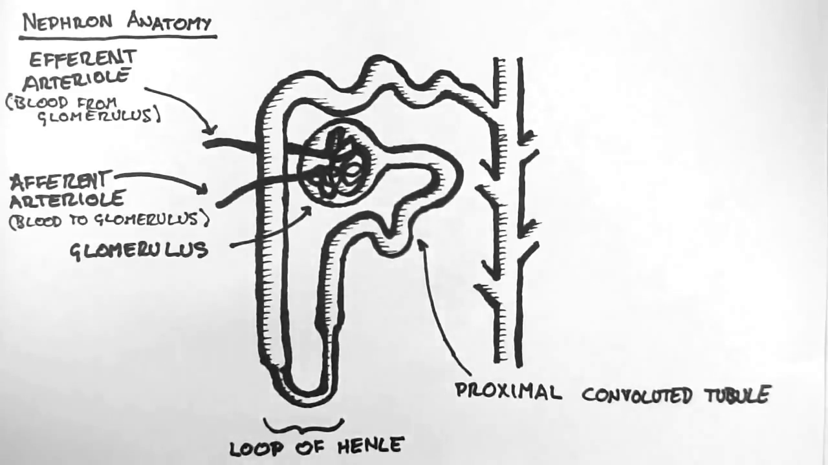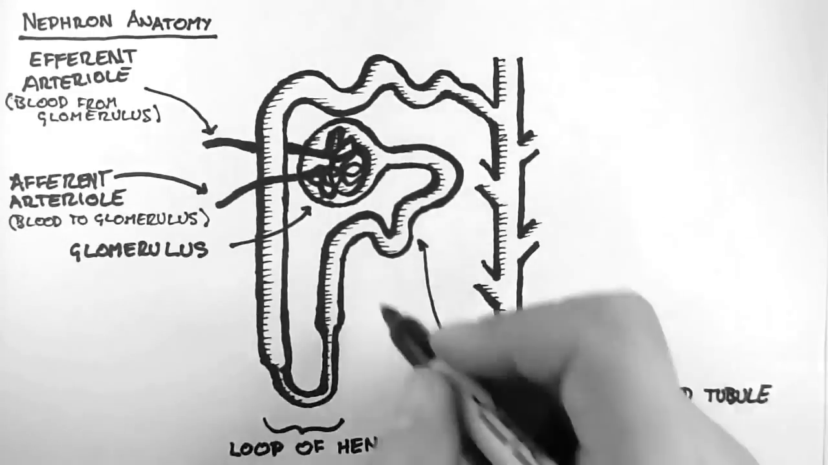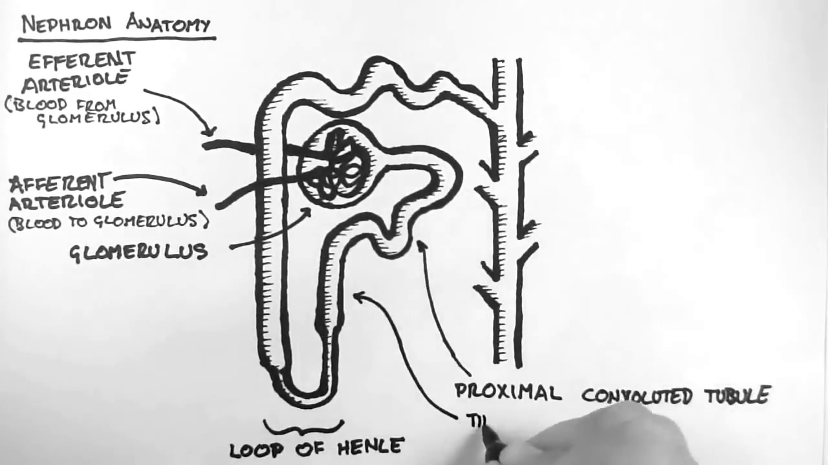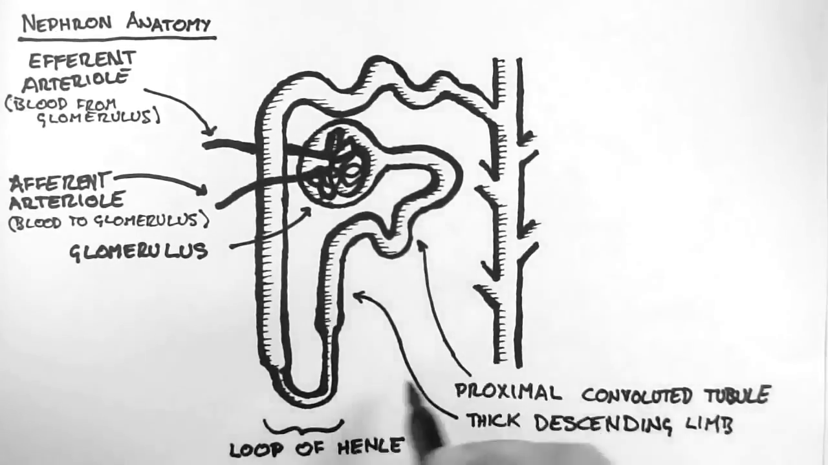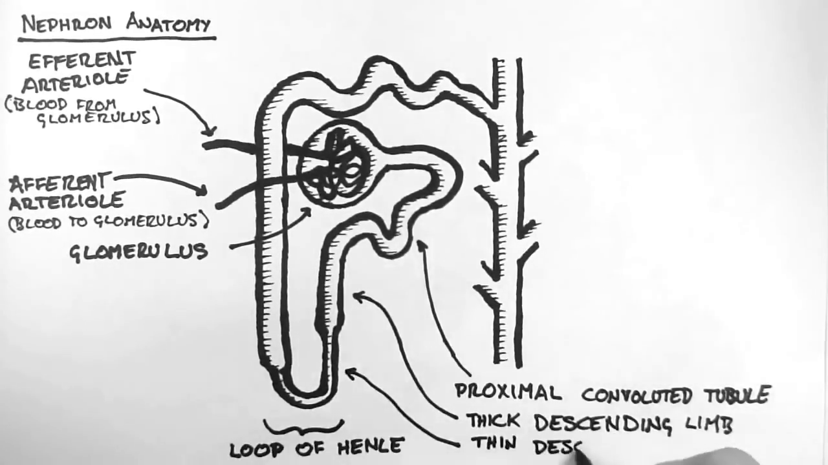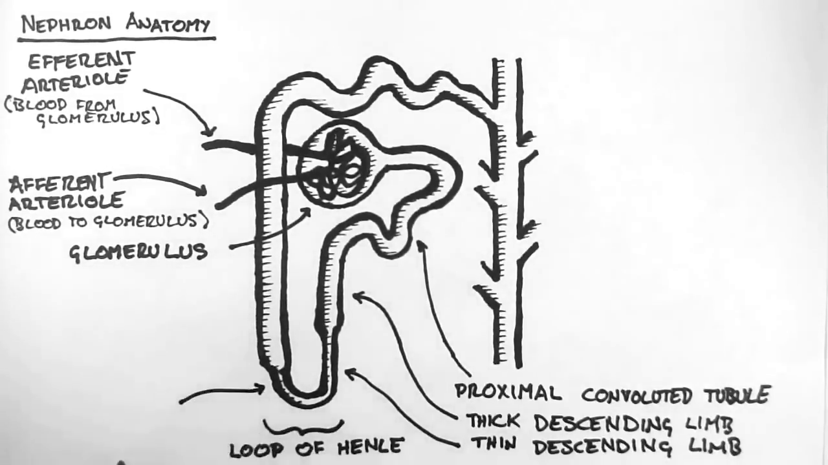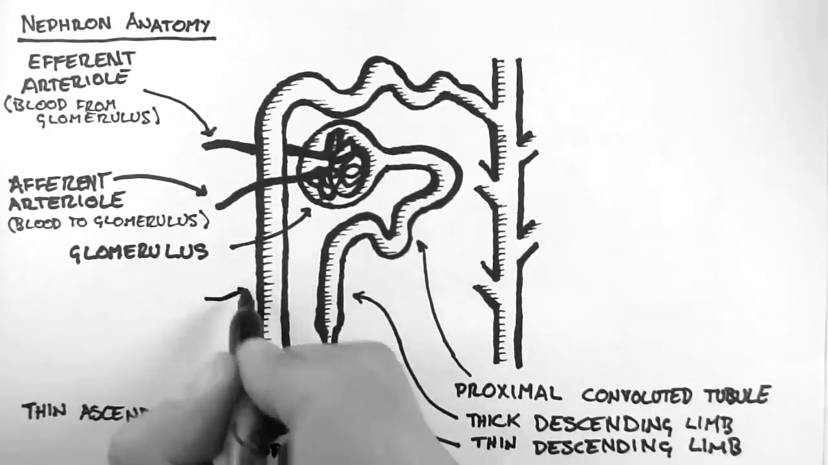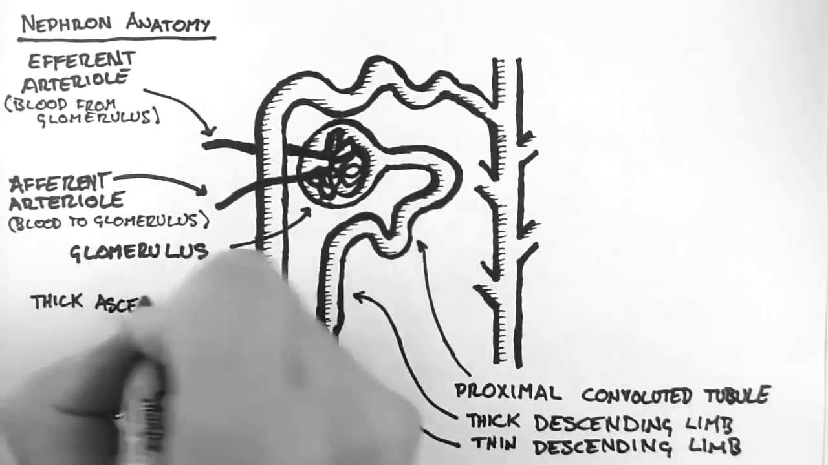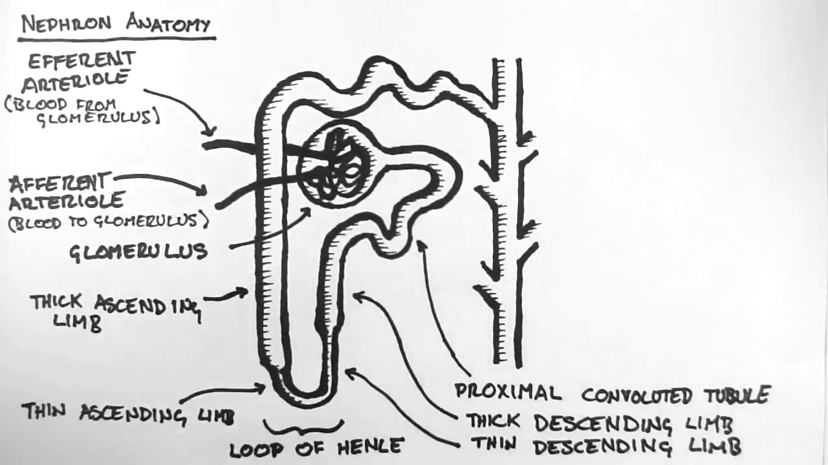Now there are four limbs of the loop of Henle. They are the thick descending limb, the thin descending limb, the thin ascending limb, and the thick ascending limb.